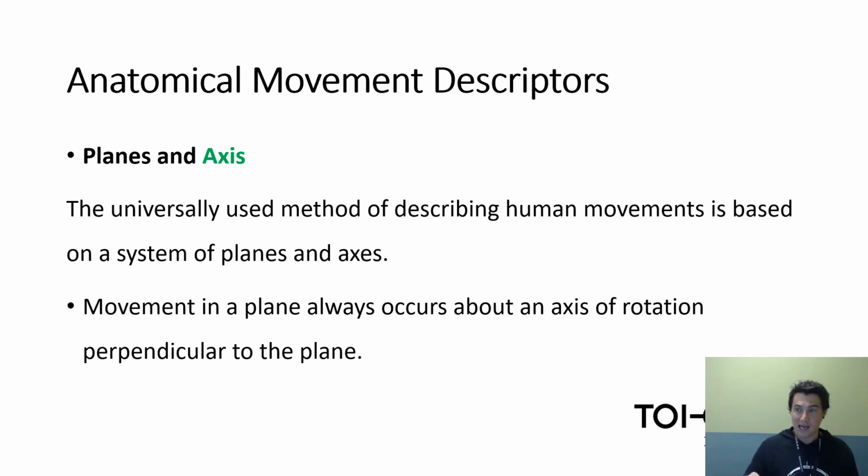The movement in a plane always occurs about an axis of rotation that is perpendicular to the plane. So we've got a plane which is 2D. Perpendicular means like this. So think of the plane as being flat, and the axis of rotation being like a pin. If this was the plane, the movement would be forward and back, but the rotation would be like this. So that's rotation, movement within the plane.